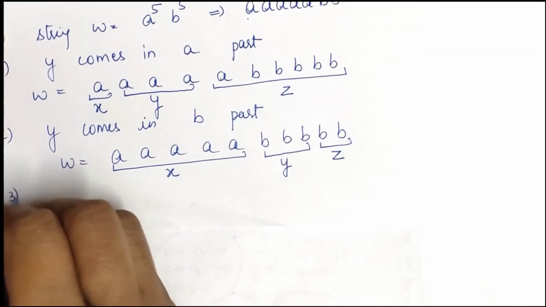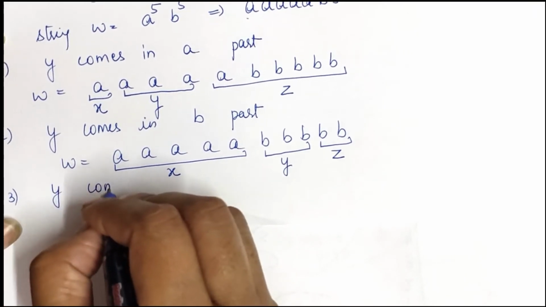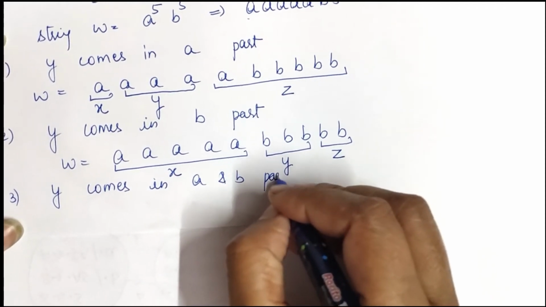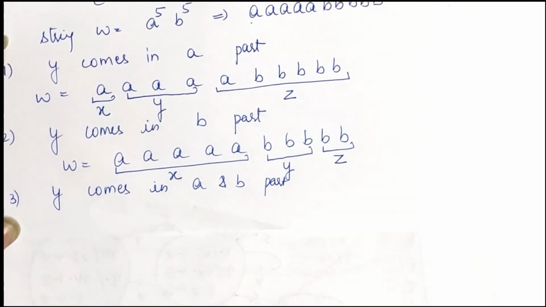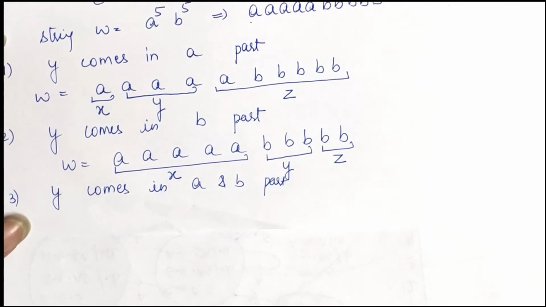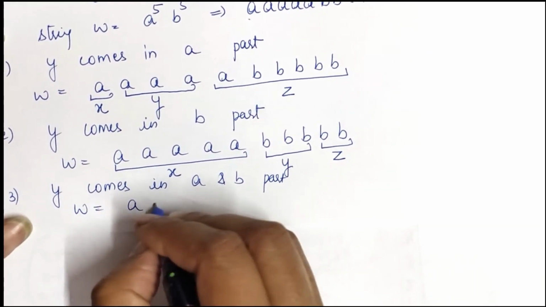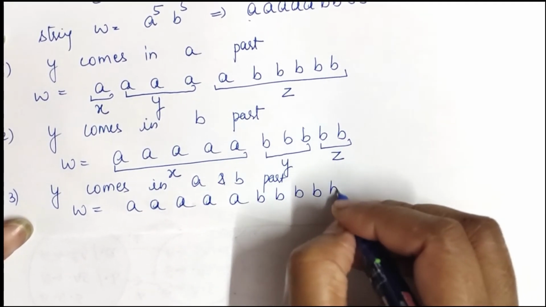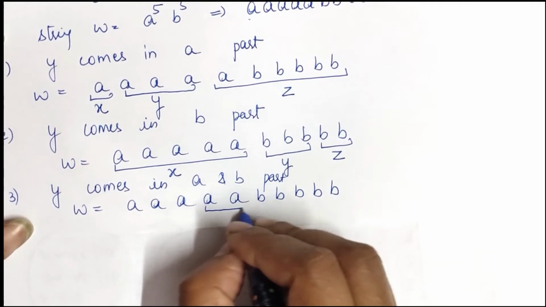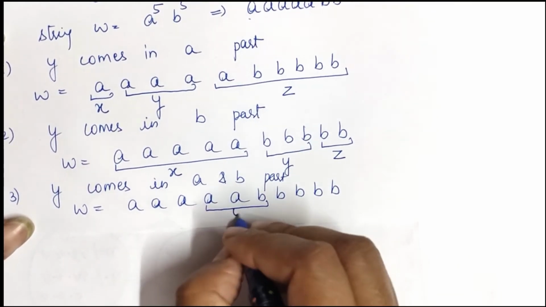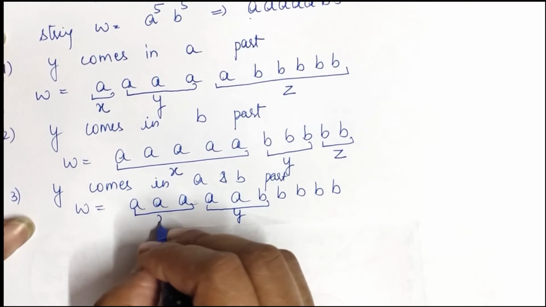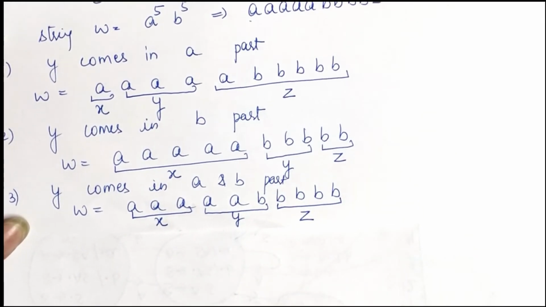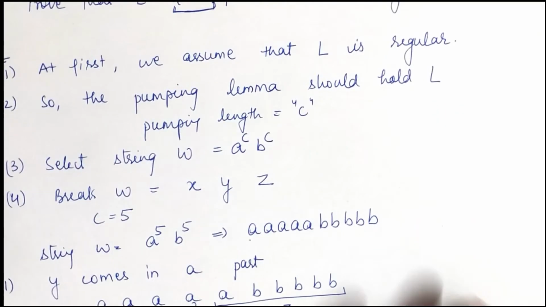Now the third case is that Y comes in both A and B part, meaning some part of Y is in A and some part of Y is in B. So W equals 5 times A, 5 times B. I am taking 2 A's and 1 B as Y. This is X and the remaining string is assigned to Z. So there are many cases.